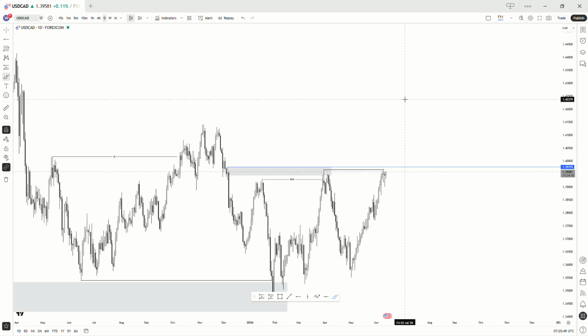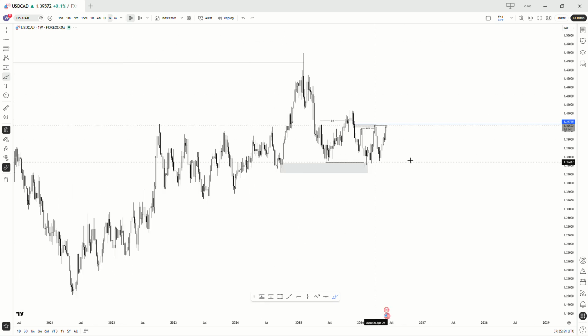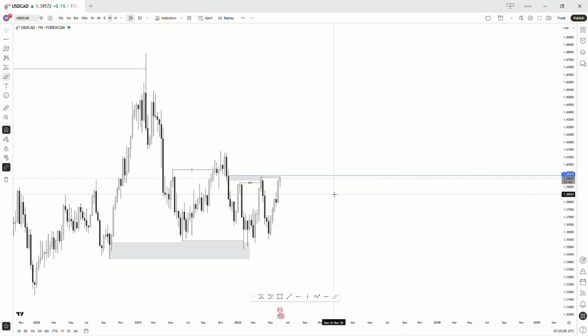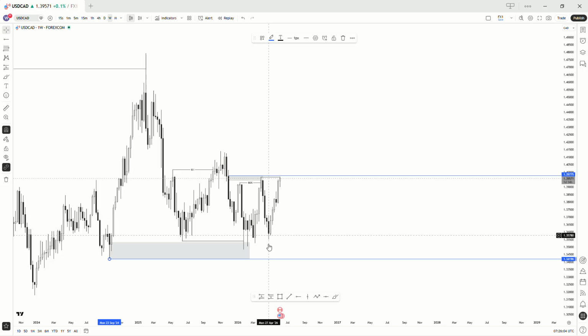USD CAD, starting off with the weekly time frame. You can see that we have stabbed out these highs and we can now move to our targets, which we have been waiting for for some time, which is 1.34196.